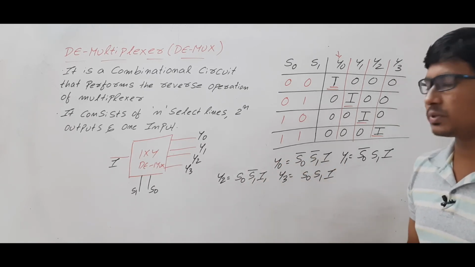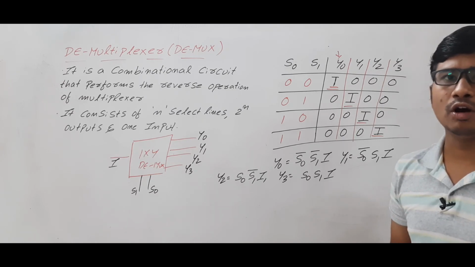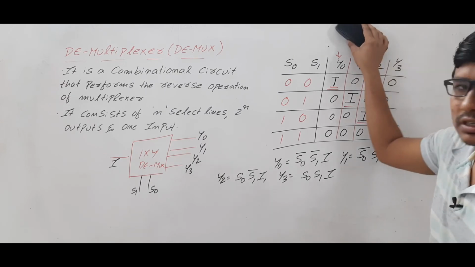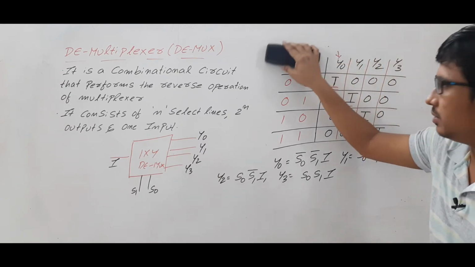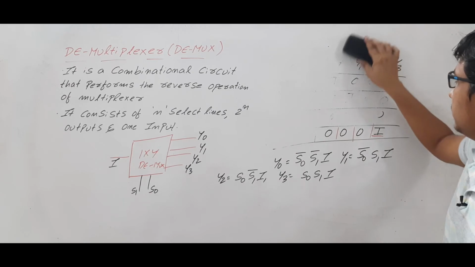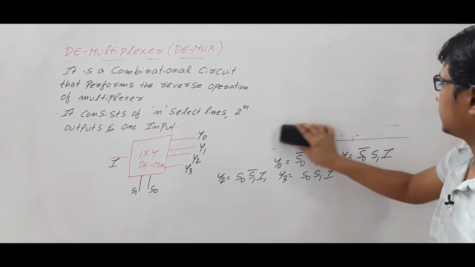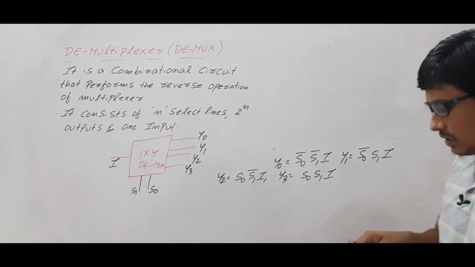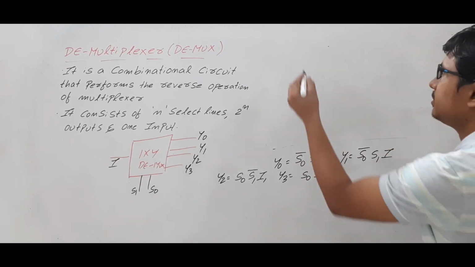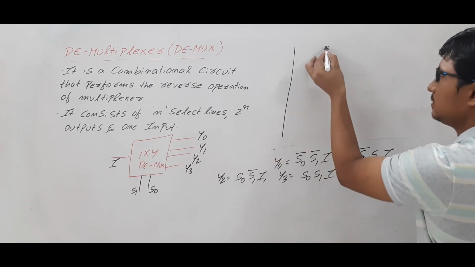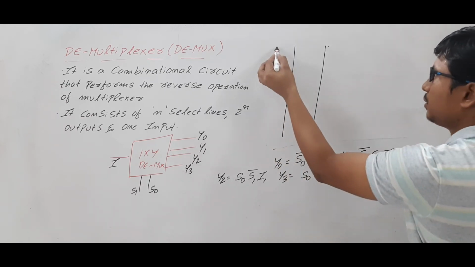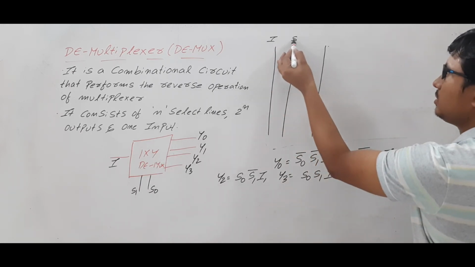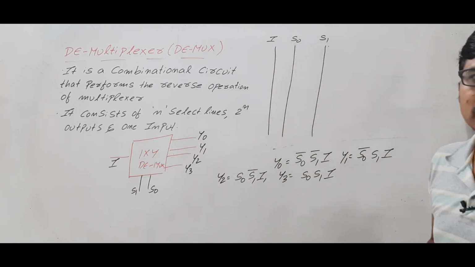Now using these expressions, we can design the combinational circuit for the demux. Let me draw the combinational circuit. I hope you have noted down the truth table. Now let me draw the combinational circuit for the demultiplexer. So what input lines will be there? There will be 3 input lines. You have the I, S0, S1. Am I right or wrong?